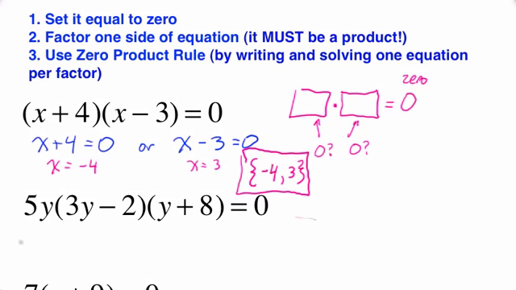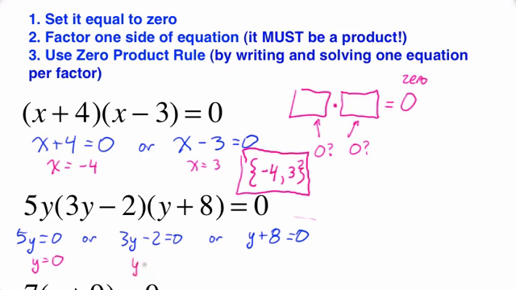Well, we're going to write and solve several equations. Now in this case we have three factors. So I have 5y equals 0, or 3y minus 2 equals 0, or y plus 8 equals 0. And again, we're going to solve all of these. 5y equals 0 ends up with y equals 0. 3y minus 2 equals 0, I'm going to do a step in my head: 3y equals 2, or y equals 2/3. And then the last one is y plus 8 equals 0.